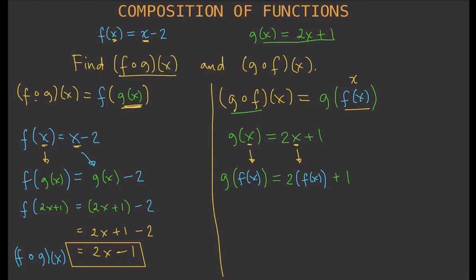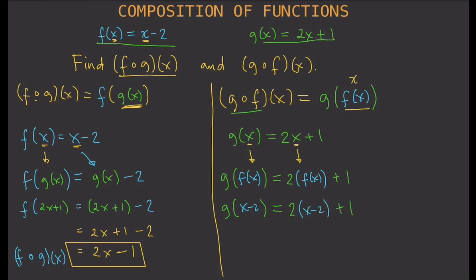And then substitute. What is f of x? F of x is x minus 2. So you'll have 2 times, well, what is our f of x? F of x again is x minus 2. Let me use another color for this. That will be 2 times x minus 2, plus 1.